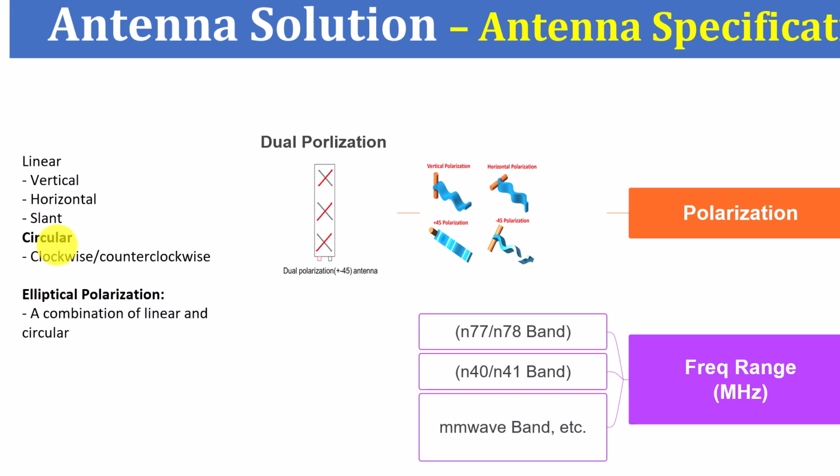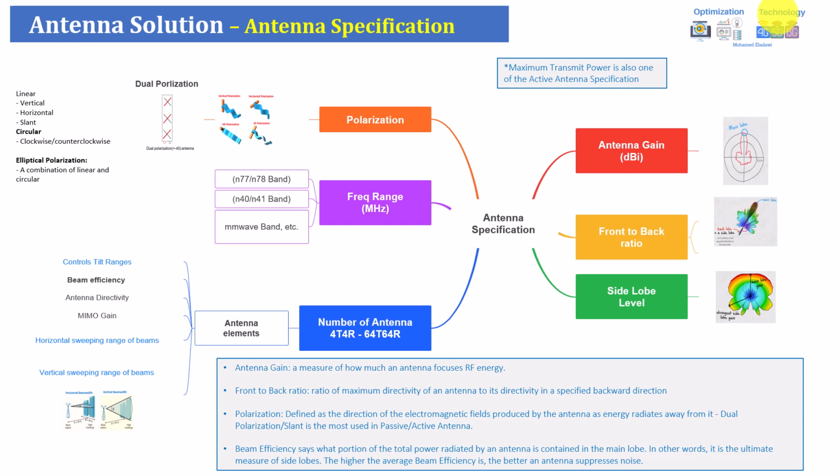And there is another type called circular, which can be clockwise or counterclockwise. Usually the circular is used by the device, which is a mobile device. But for the antenna itself, the base station antenna, it will be using this kind of dual slant.